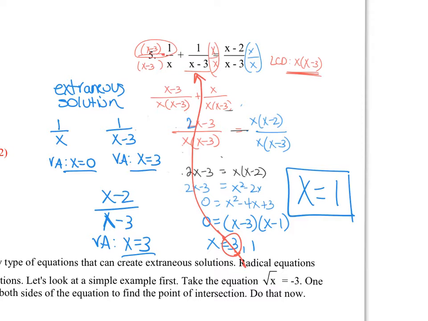And you can check it by plugging it in. 1 over 1 is 1. 1 over 1 minus 3 is negative 1/2. 1 minus 2 is negative 1. 1 minus 3 is negative 2. Does 1 plus negative 1/2 equal a positive 1/2? Yes, it does.